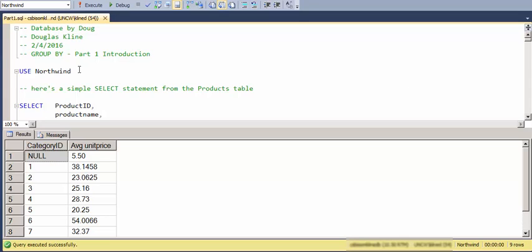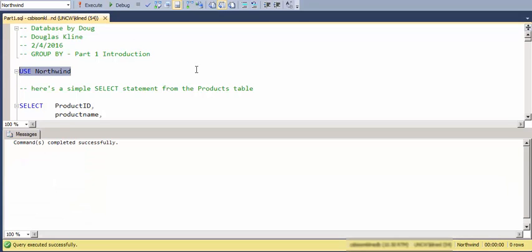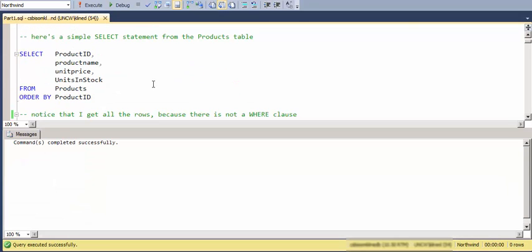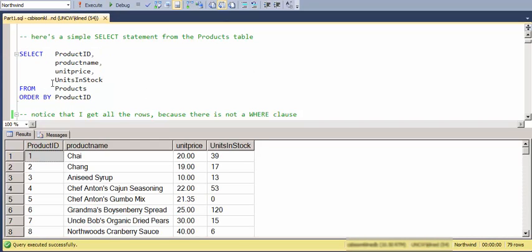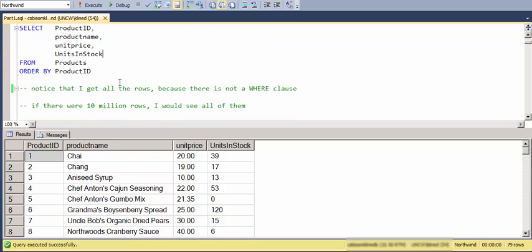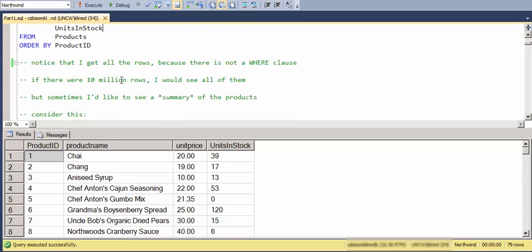We'll use the Northwind database, and we'll just do a simple select from the products table. With no where clause, we get a record for every product in the products table. So we have 79, but could be a million, could be 2 million, could be 5 million. But we don't always want to see the details of every record. Sometimes we'd like to see a summary of those records.